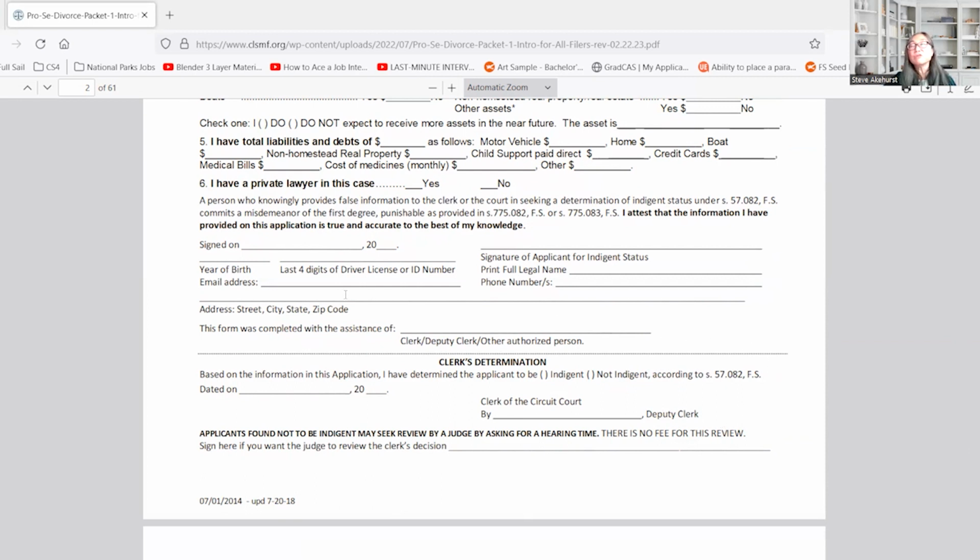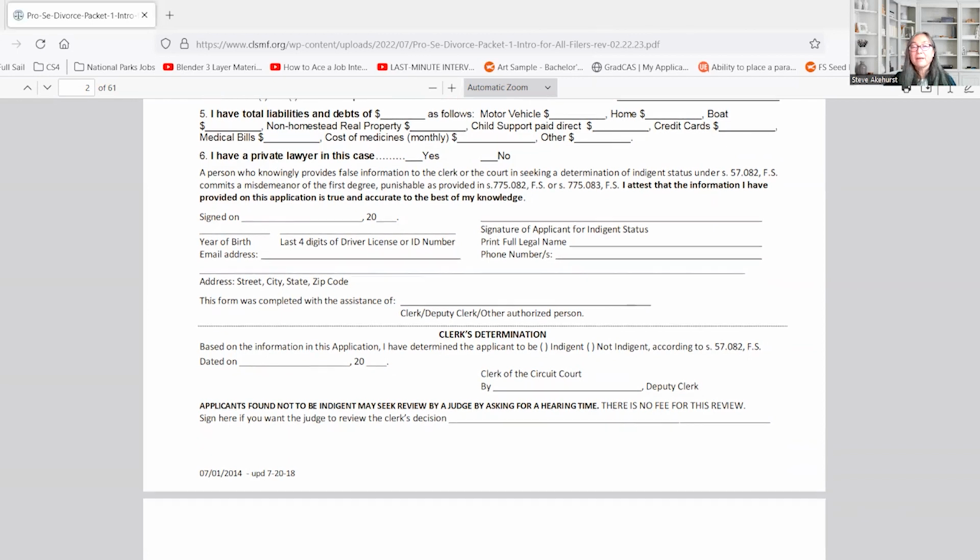And what you have to do is provide a copy of your driver's license or a state ID, and they will check it to make sure you're the person filling it out. And then they'll tell you right then and there whether you are indigent or not indigent. So if you're determined to be indigent, you don't have to pay your filing fee. But if you're not indigent, they expect you to have your filing fee with you when you're filing your divorce.